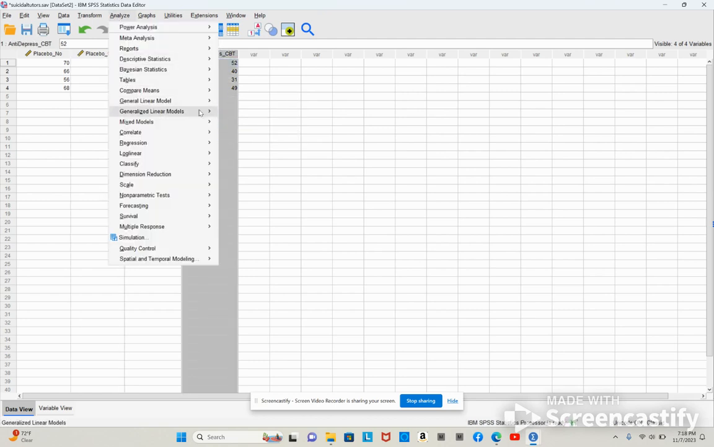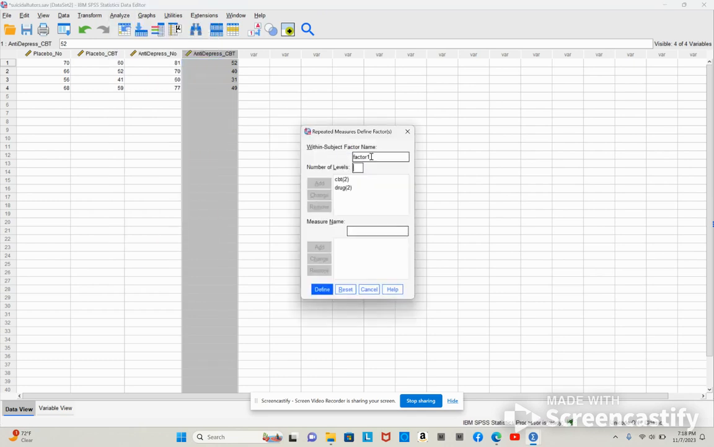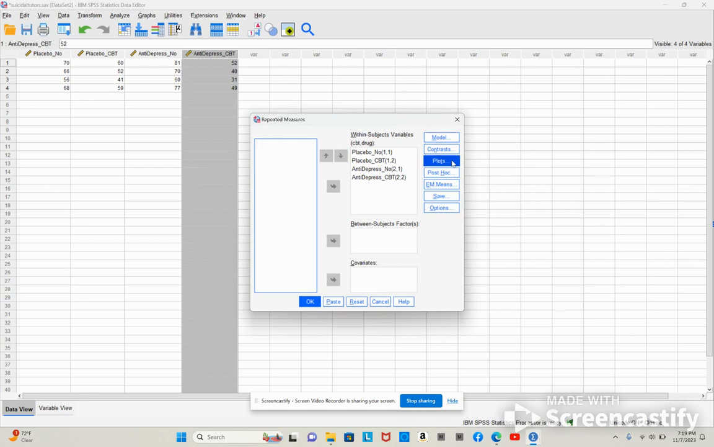And so here we're going to go to the linear model and repeated measures. We're going to have our two factors, and we're going to make sure to define those. I define this one as CBT, and you can see here we've got two levels for that, two levels for drug as well. Go ahead, hit define. We have to make sure to transfer all of our spots over in the correct position. So placebo and no therapy is going to be 1, 1. Placebo with therapy is going to be 1, 2, antidepressant 2, 1, antidepressant and therapy 2, 2. So that's how we're going to do that.